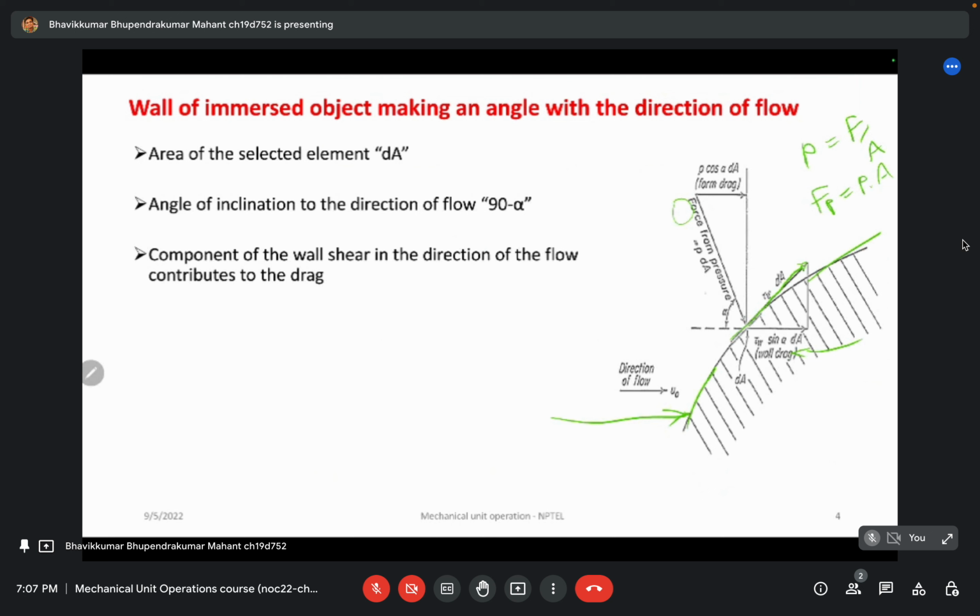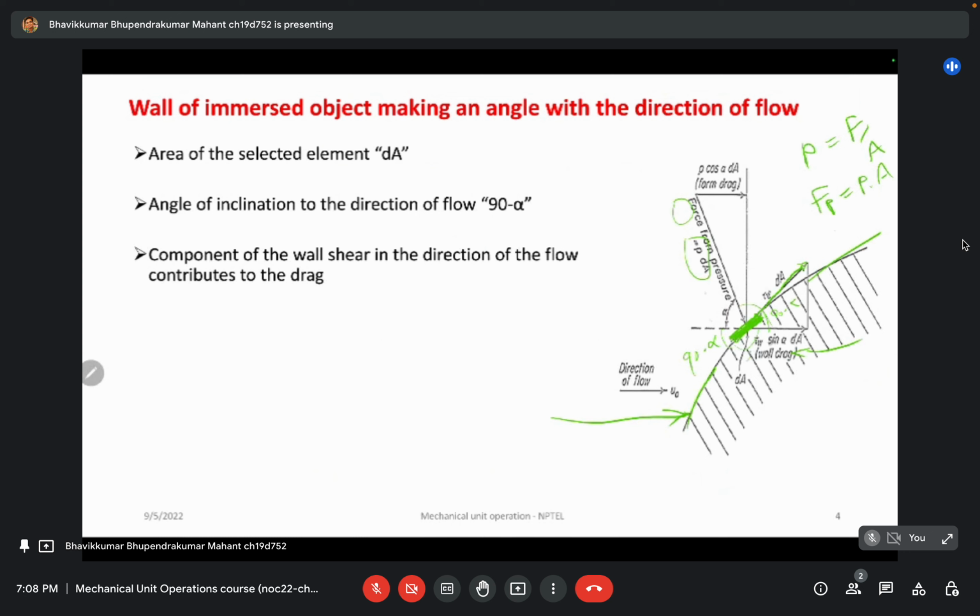Here we consider a small particle on this surface and denote the area of the particle as dA. Then we can say that the pressure force is equal to P dA. And the angle which is made by that force is known as alpha. So here this angle is 90 minus alpha, this angle is also 90 minus alpha, and this is also alpha. So like this you can consider, and this is a wall drag.